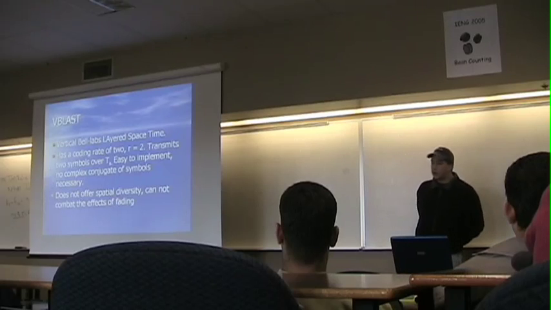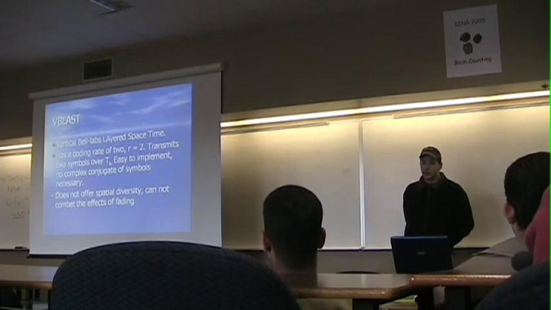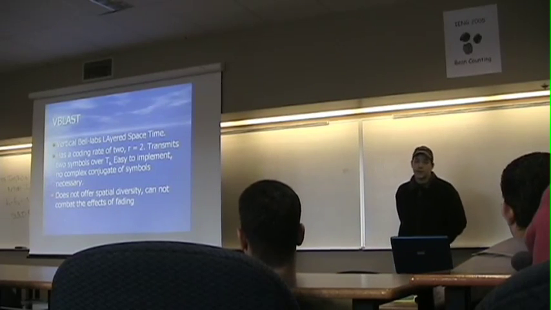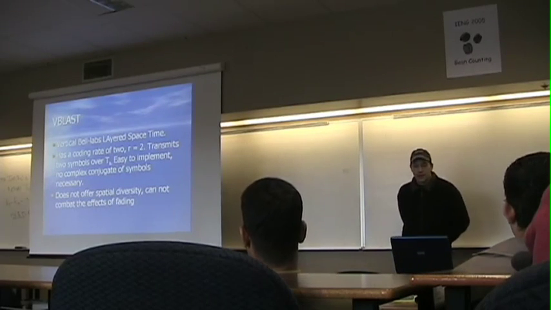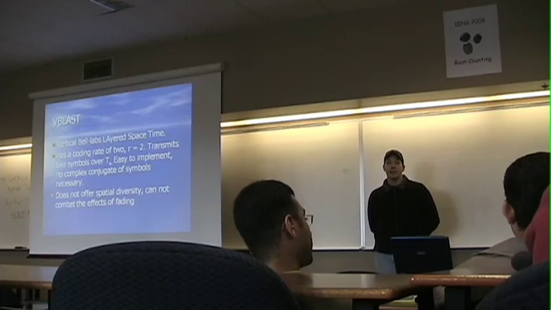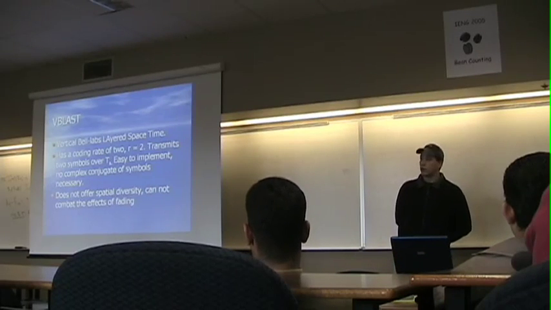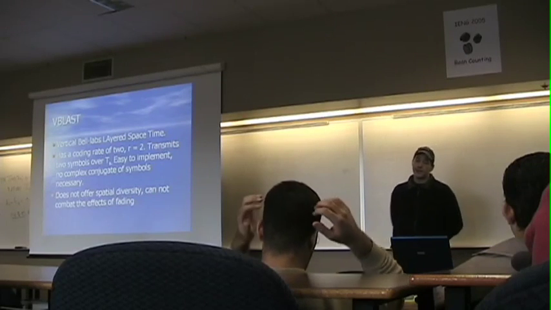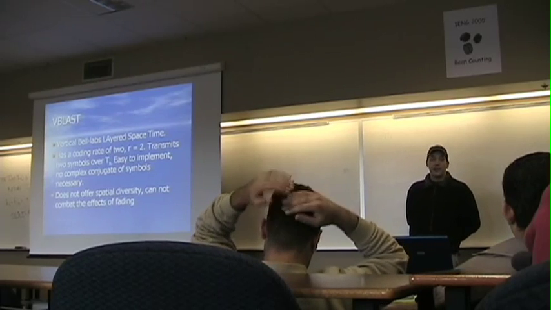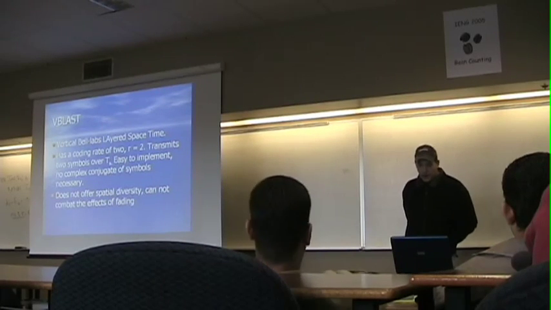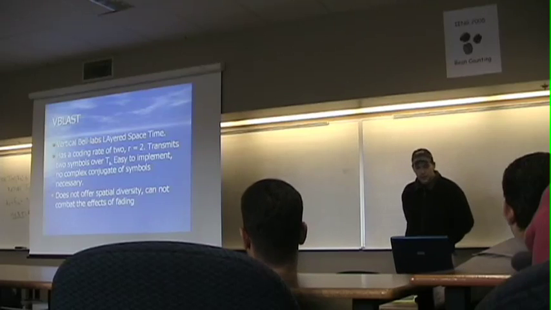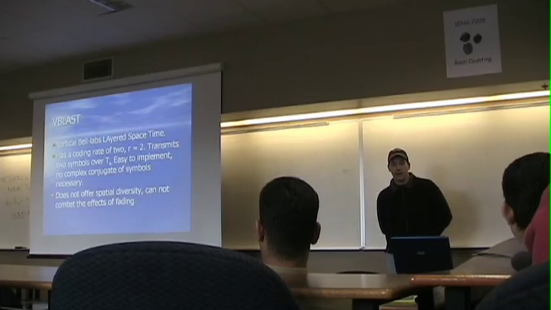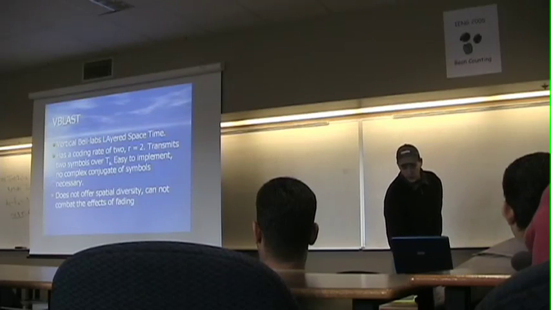The second type of code that we're using is called V-blast, which stands for Vertical Bell Labs Layered Space-Time Code. And this type of code is nice because we have a coding rate of 2, which means that in 1 symbol period we can actually transmit 2 symbols, so we can increase our overall throughput. This type of code is also easy to implement. We don't have to take the complex conjugate of our original symbols. A disadvantage for this code is that it does not offer spatial diversity, which means that we can't actually combat the effects of fading for this type of code.